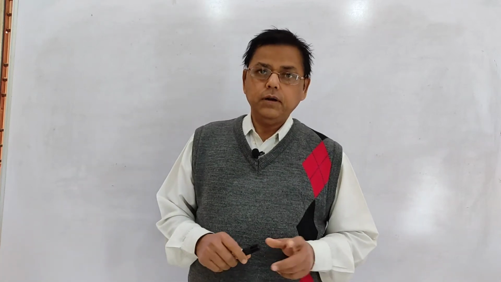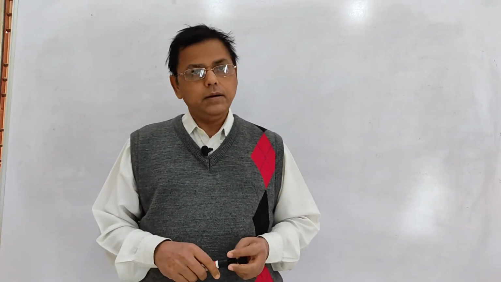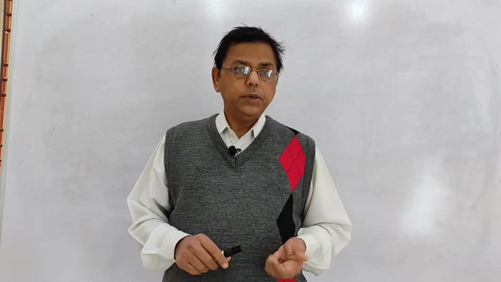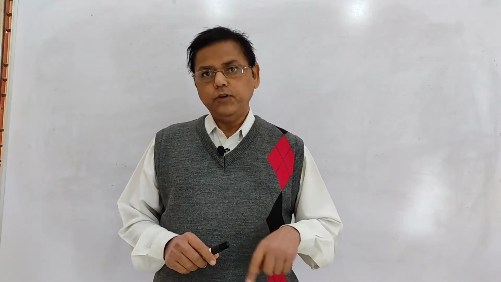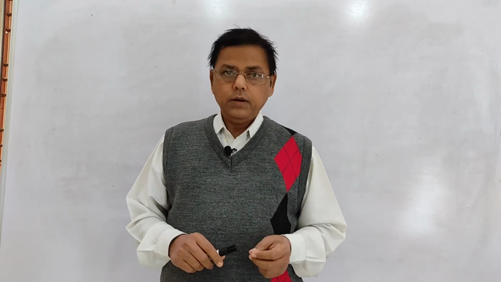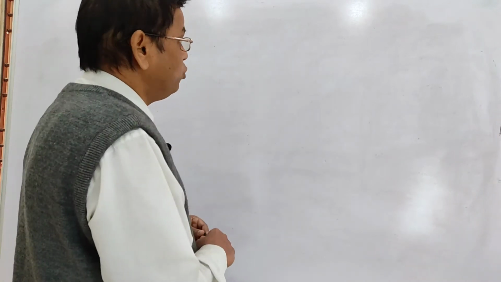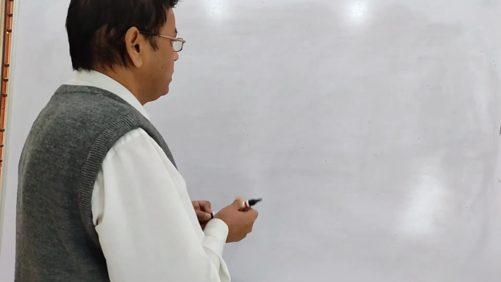So we have seen a relation between apparent depth and real depth, when the object is in a denser medium viewed from a rarer medium, or when the object is in a rarer medium and viewed from a denser medium. Now let us see the shift in position of the image.